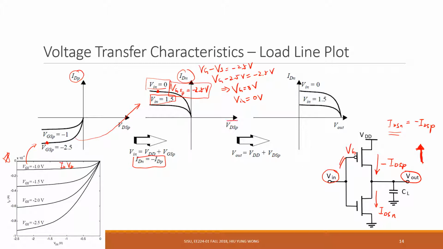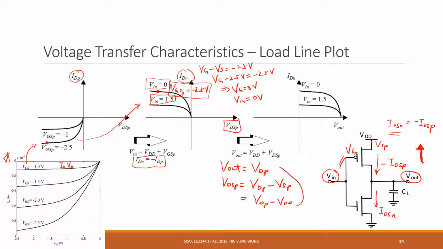And now I'm still keeping this x-axis as VDSP, right? But I want to change it to Vout so that I can share the common value with the NMOS, okay? So how is VDSP related to Vout? Vout is just the VDP, the drain voltage. But VDSP is nothing but VDP minus VSP. And what is VSP? This is the source of the PMOS, which is VDD. So VDSP is VDP minus VDD.